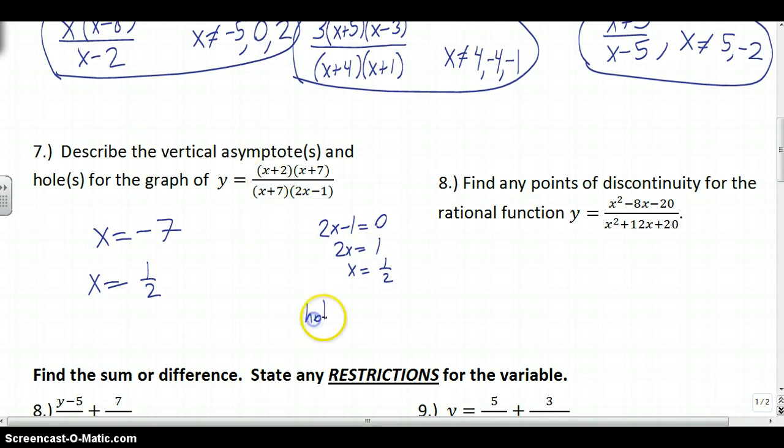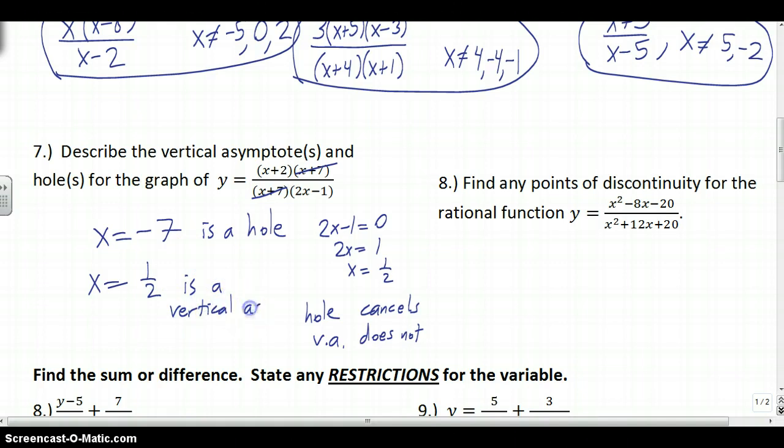Remember, hole if it cancels, vertical asymptote if it does not. So the x plus 7's cancel, which means x equals negative 7 is a hole in the graph. Does the 2x minus 1 cancel? No. So this is a vertical asymptote. So you'd say a hole at negative 7 and a vertical asymptote at 1/2.